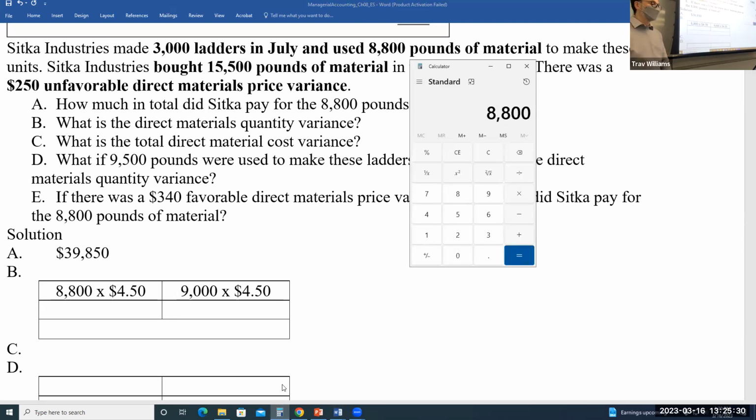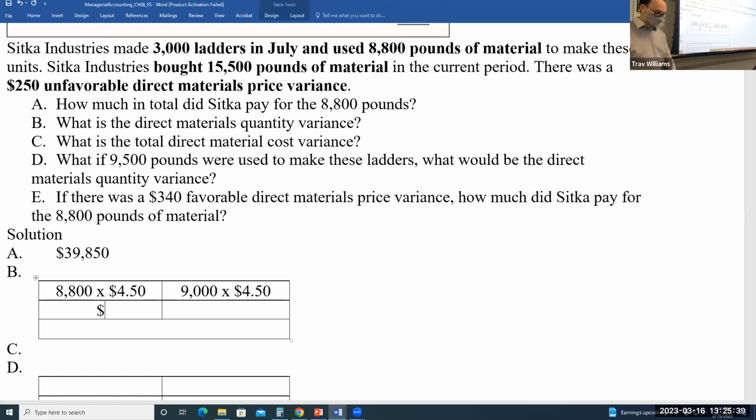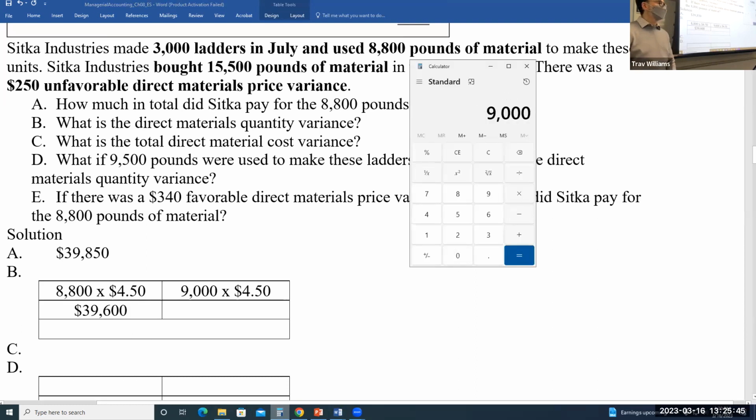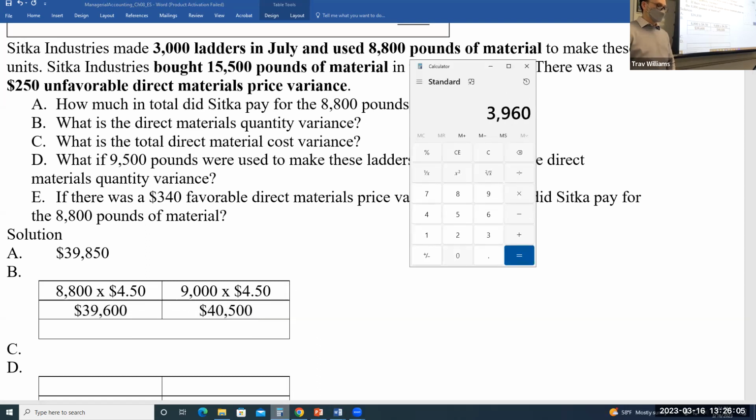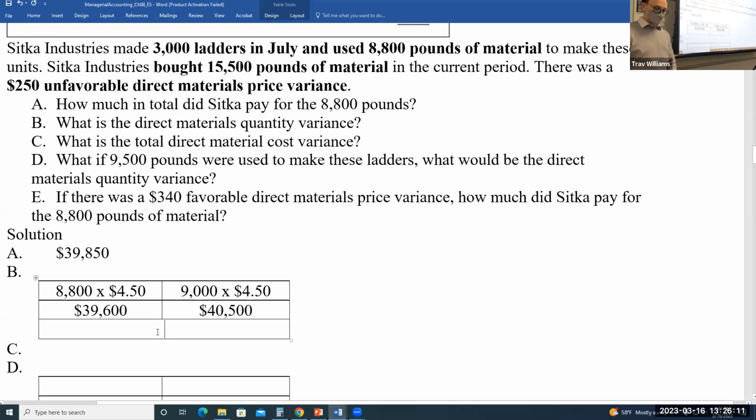All right. Now that we have that plugged in, what we're going to do is multiply on both sides. So we take 8,800 actual pounds times the standard rate. And on the right side, we take the 9,000 standard pounds times the standard rate, 40,500. Okay. And the last step here is we're going to subtract. So you take the left side, subtract the right side. And we get negative $900.